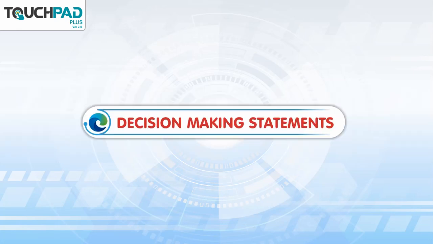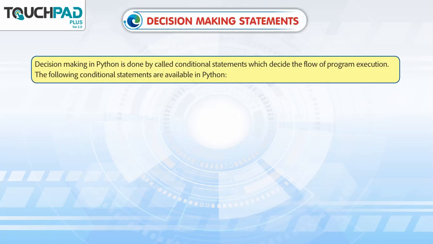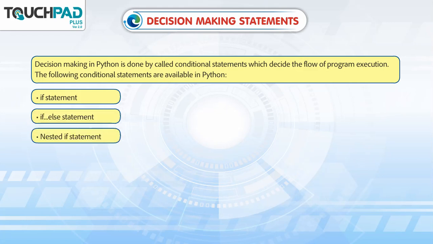Decision-making statements. Decision-making in Python is done by conditional statements, which decide the flow of program execution. The following conditional statements are available in Python: if statement, if-else statement, nested if statement, if-elif else ladder.